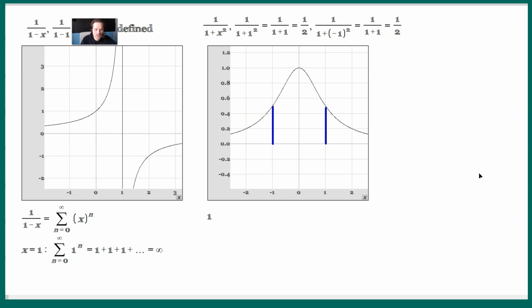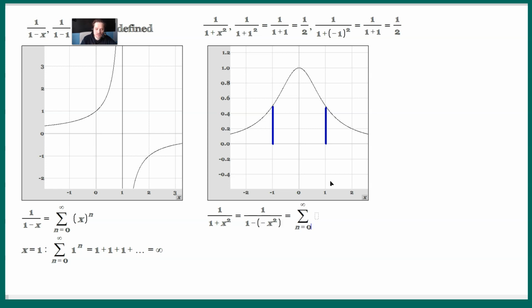Take a look. You can adapt 1 over 1 minus x as follows. You're going to put 1 over 1 plus x squared. This is the same as 1 over 1 minus negative x squared, because the two negatives give back a positive. Now, it's going to be the following in terms of a series.